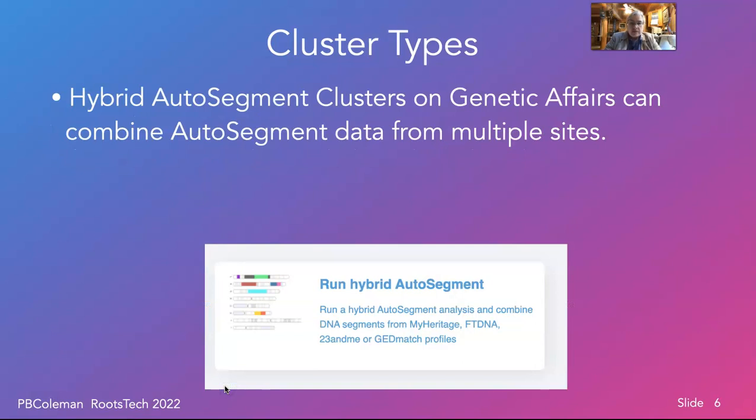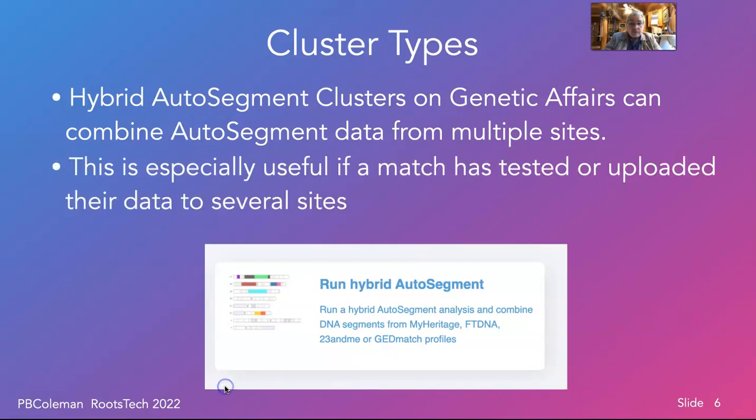Another type of cluster involving AutoSegment data is the hybrid AutoSegment cluster. On Genetic Affairs, you can combine this AutoSegment data from multiple sites. This is particularly useful if a match has tested or uploaded their data to several sites, because then you can compare the overlapping segment data from these different sites. The hybrid AutoSegment cluster is available on Genetic Affairs for MyHeritage, Family Tree DNA, 23andMe, or GEDmatch profiles. You can use any combination of these or use all 4 of them if you wish.